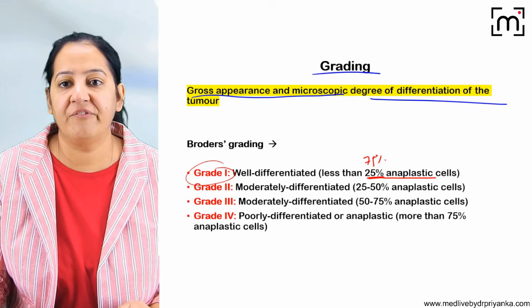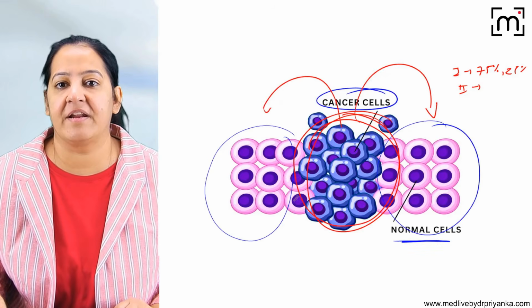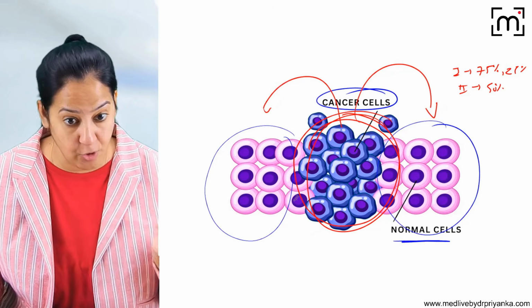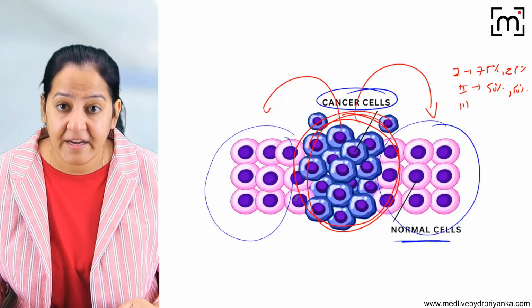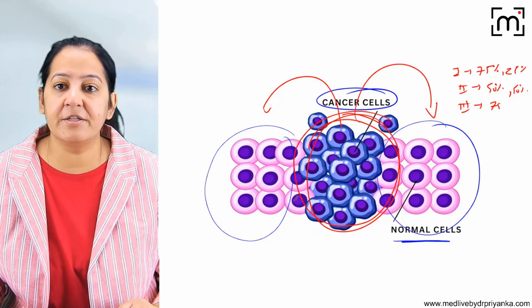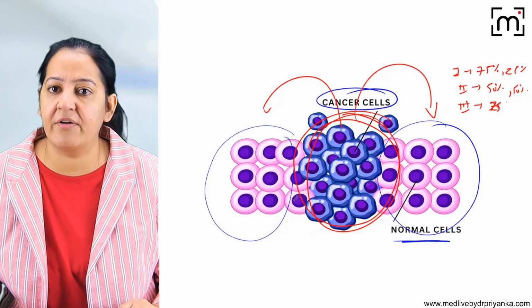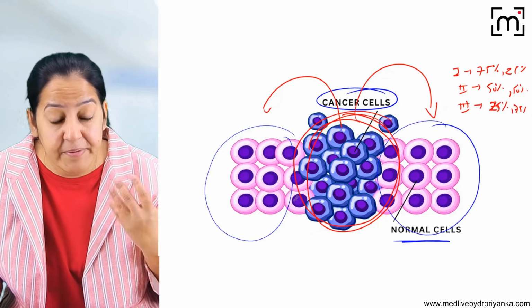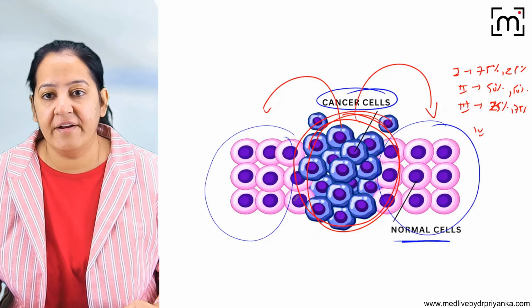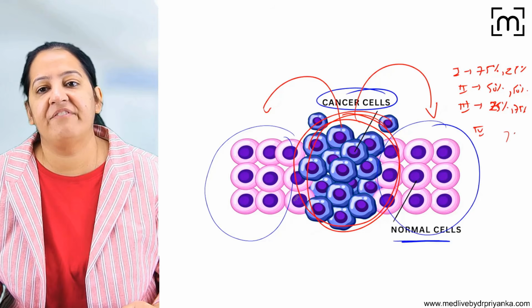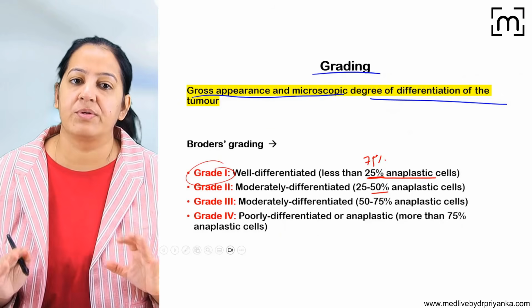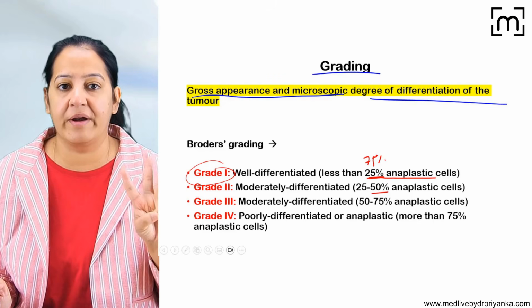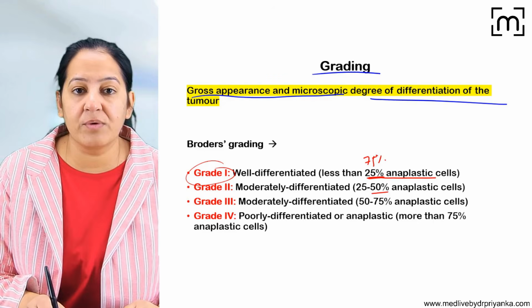In grade 2, 50% resemble the normal cells, the pink cells, and 50% do not resemble them. They are anaplastic. In grade 3, 25% are resembling and 75% are not resembling. They are anaplastic. And in grade 4, more than 75% are anaplastic and less than 25% are resembling. So we have four grades: grade 1, grade 2, grade 3, grade 4. This grading system is known as Broder's grading.